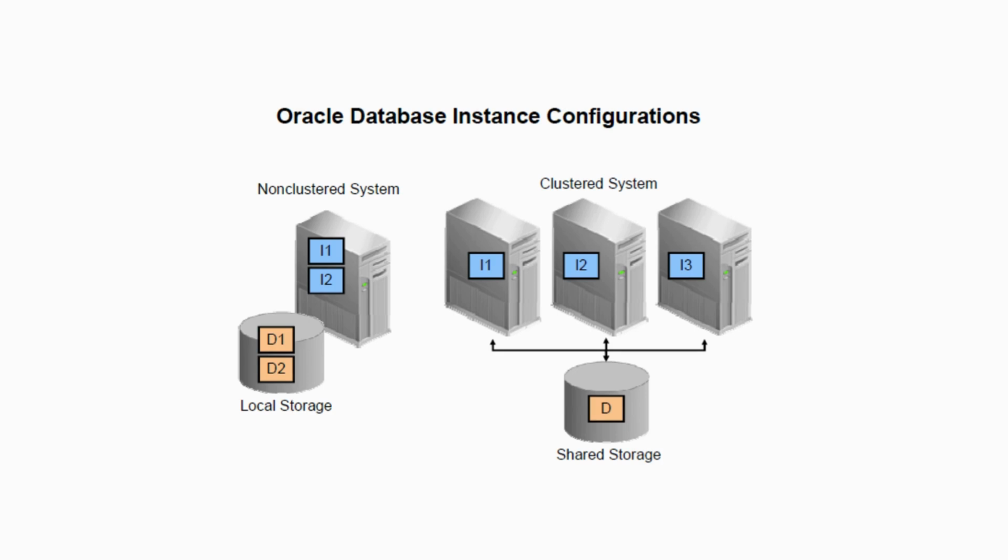A Real Application Cluster, RAC, database usually has multiple instances on separate servers for the same shared database. In this model, the same database is associated with each RAC instance, which meets the requirement that, at most, only one database is associated with an instance.